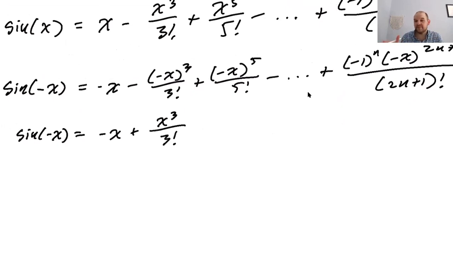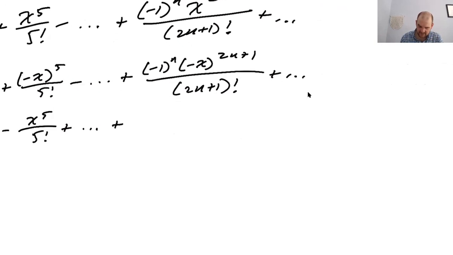And then the same argument happens here. Negative 1 to the 5th is negative, so it's plus negative x to the 5th, so this is just minus x to the 5th over 5 factorial. Then I'm going to switch that, I'm going to say plus. Now what is happening here?